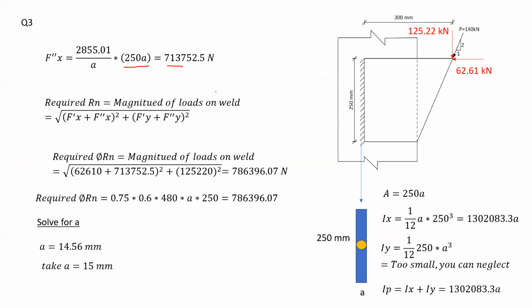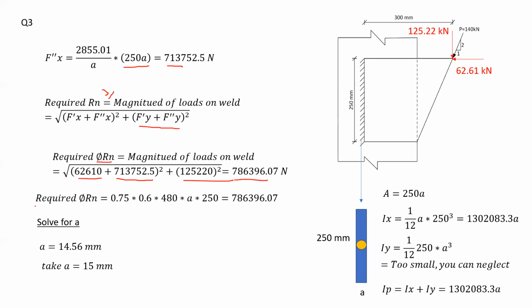713,000 newtons. Now, we would like to calculate the required capacity for the welds, and it should be bigger than or equal to the magnitude of loads on the weld. So under the square root, we have the squared value of F dash x plus F double dash x, and similarly for the y direction as well. So if we substitute the values as the forces that we obtained recently, you would get that the required capacity for the welds is going to be equal to 786.4 kilonewtons.